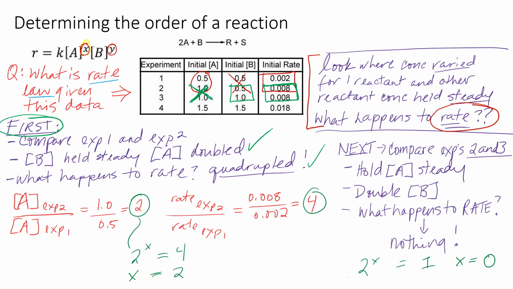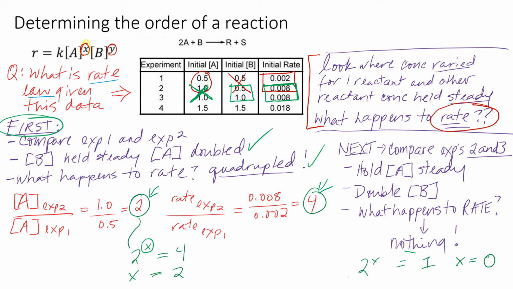So now we have to set up a numerical relationship between the fact that we doubled A, as you see here, and we quadrupled the rate, as you see here. So now we need to determine an exponent. 2 to the x equals 4. x must equal 2 in this case. This is very simple, right? We have nice, neat numbers to work with.